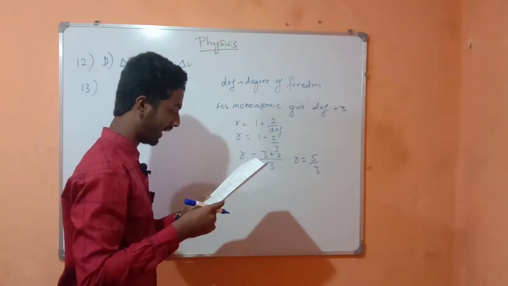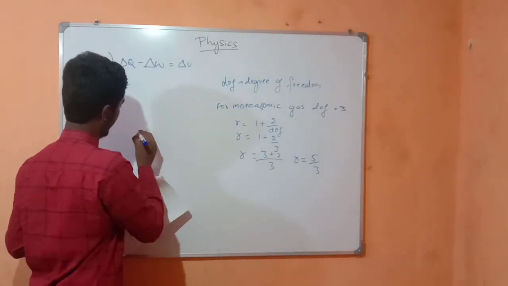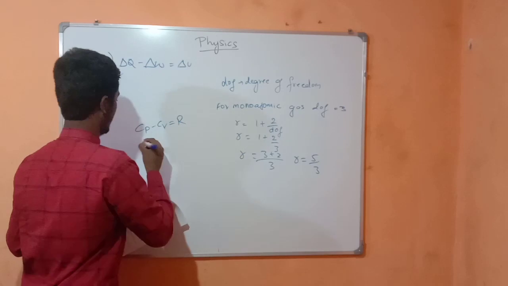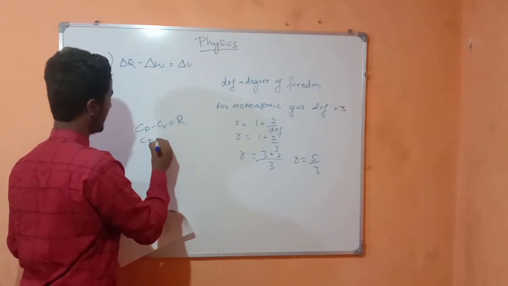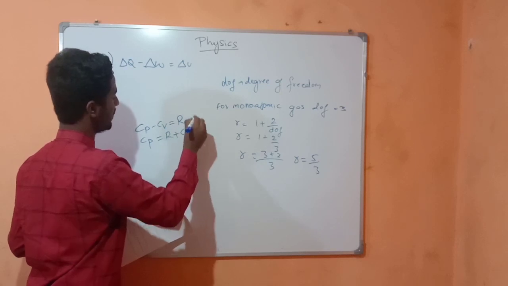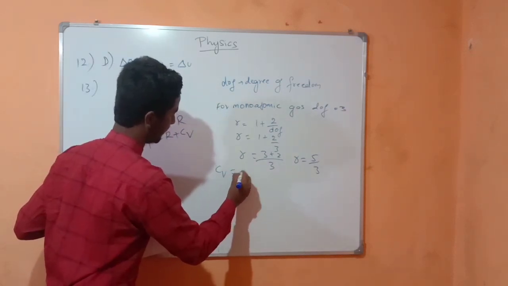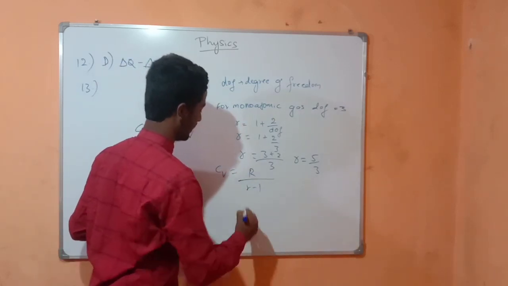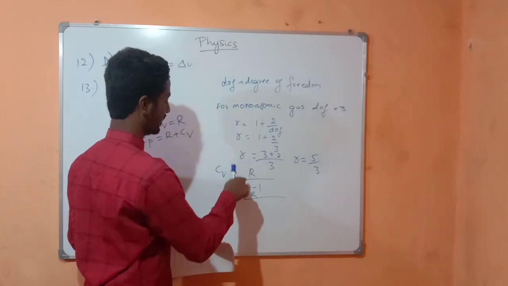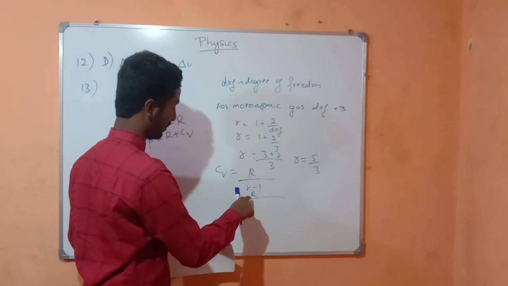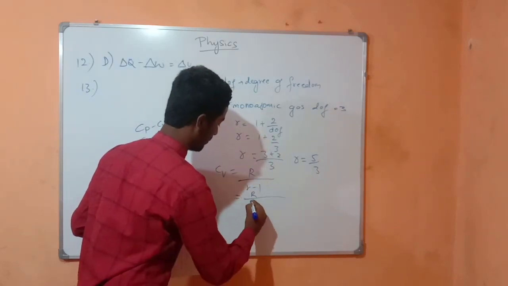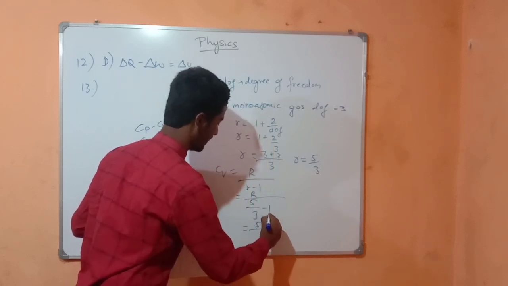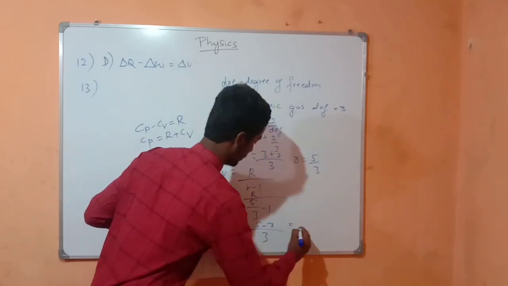What have they asked? They have asked constant pressure, means let me write Cp minus Cv is equal to R. What we need? Cp, the constant pressure, is equal to R plus the constant volume. Let me find the constant volume, children. What is the formula for constant volume? R divided by R minus 1. Small r, this is capital R. The capital letter I kept constant. What is the value for small r? 5 divided by 3 minus 1. Let me take the LCM. 5 minus 3 is equal to 2 by 3.